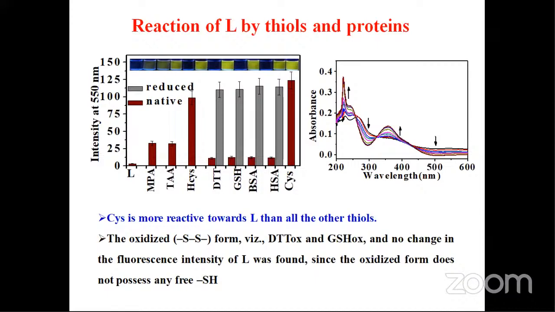Okay, so in this slide you can see that cysteine is more reactive towards the molecule compared to other thiols. And also if you see the native form of protein, there you have a lot of sulfur-sulfur bonds, that is disulfide bonds, like the oxidized form of DTT and oxidized glutathione. In that case there is no change in the fluorescence intensity of the molecule, because there are no reactive thiol groups.